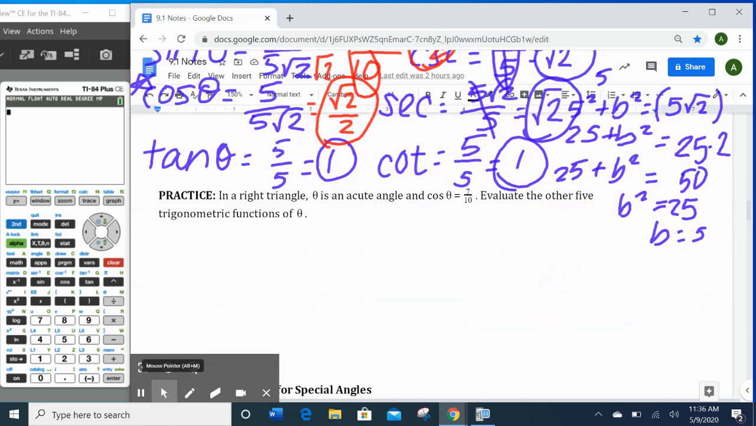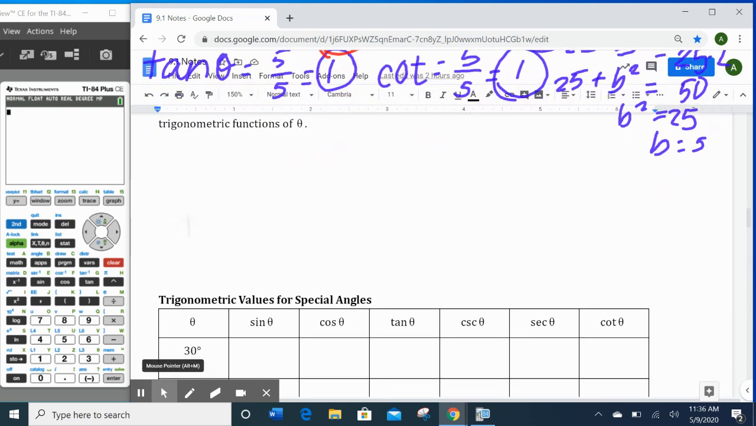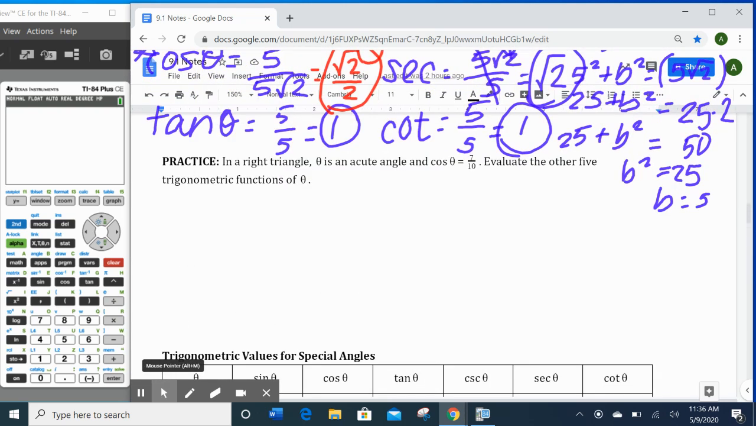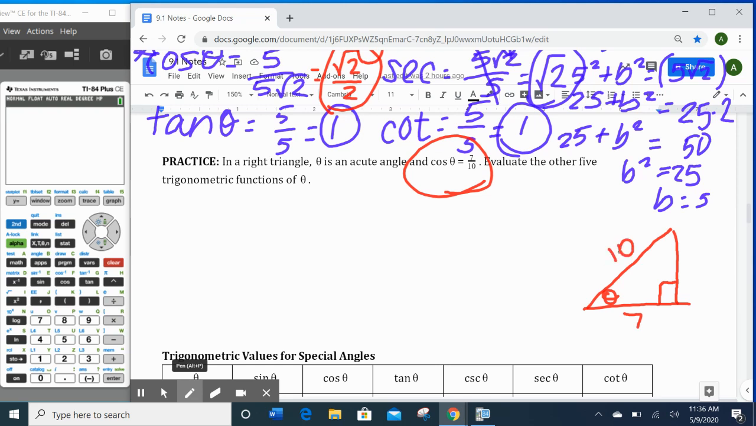The practice problem: in the right triangle, theta is an acute angle, and cosine of theta is 7 over 10. Evaluate the other 5. So I like having a picture in front of me. It's definitely not drawn to scale, but I'm going to put theta right here. So now I have to be careful with what they give me. They give me the cosine, which means that they give me adjacent and hypotenuse. They give me that the adjacent is 7 and the hypotenuse is 10.